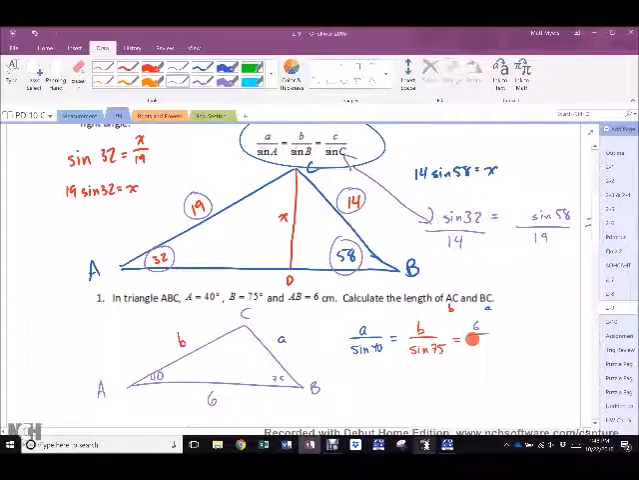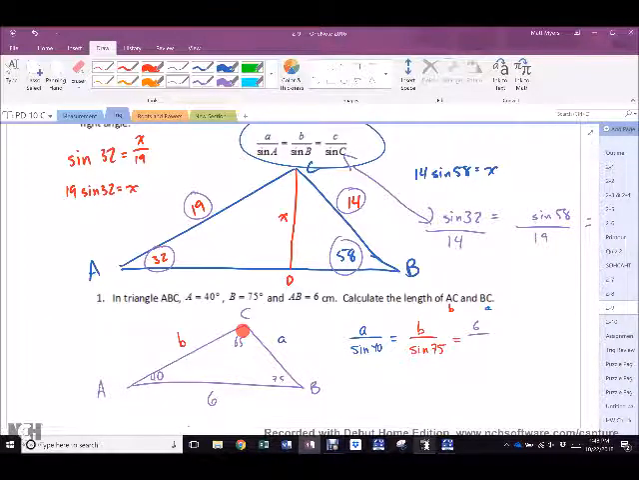180 minus 75, which is 105. Minus 40, which is 65. I'm doing something on purpose to you. This has to be 65, doesn't it? Now, the way I've drawn it, is it 65? No, it's bigger than 90, isn't it?